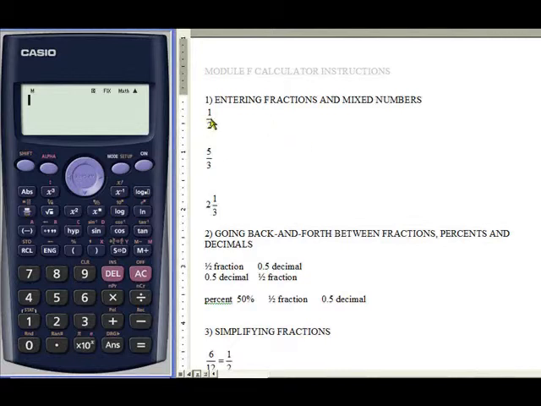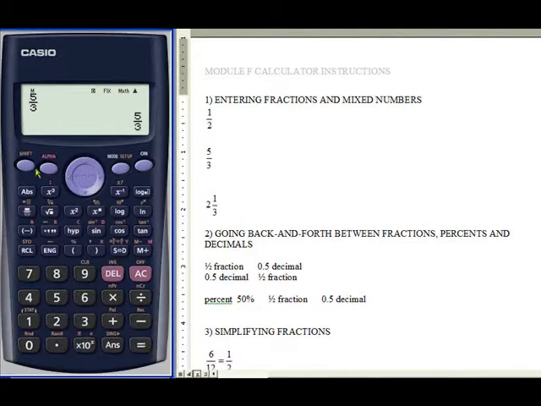So for example, I'm going to enter 1/2. For this type of calculator, I enter the fraction and I put 1, right arrow, 2, and then right arrow, and then when you push enter, you have it as 1/2. You can do the same thing with 5/3, push the fraction button, 5, right arrow, 3, right arrow, equal, 5/3.